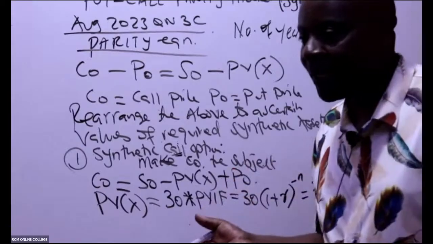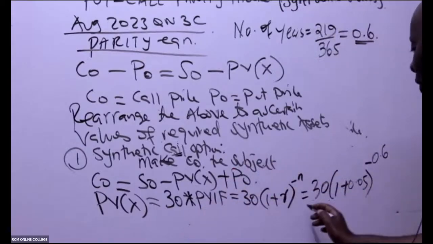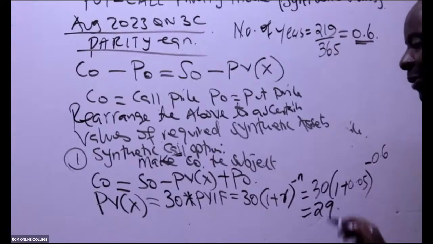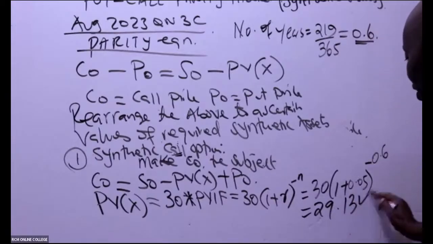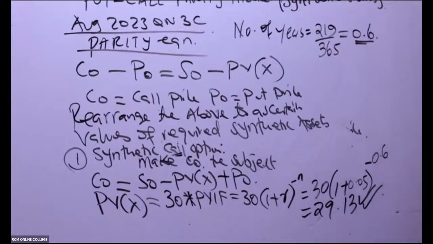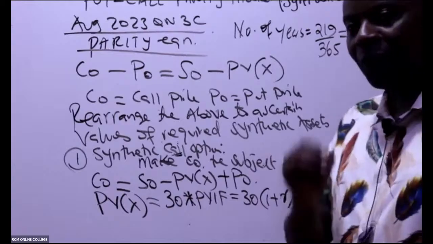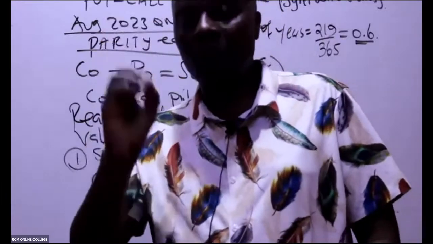So what are we able to get, my good students here? We are able to get 29 point what here, somebody? 29.13. Let me know whether all of us are comfortable with this figure. So that is the present value of the exercise price, which will be applicable all through.